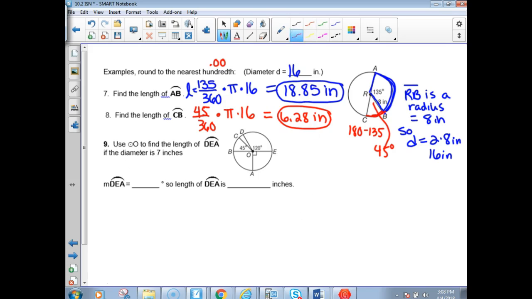Okay, number 9, use the circle with center O to find the length of arc DEA. Arc DEA from D through E all the way to A. I need to figure out that measure. It would be 120 plus, the box indicates 90. So that measurement is 210 degrees. So the length of DEA, we're going to do now 210 divided by 360 times pi. But wait, what's the diameter? Yep, it gives D is 7. Okay, times 7.